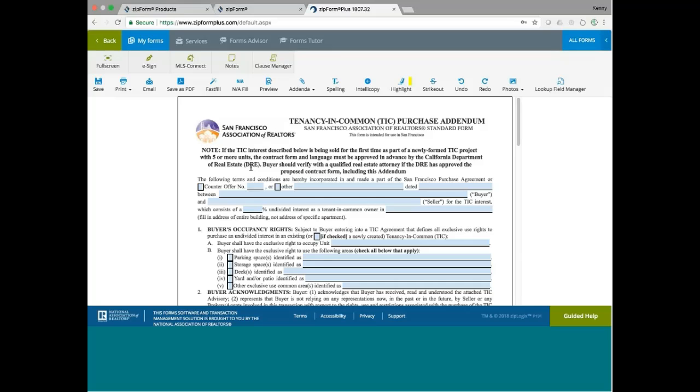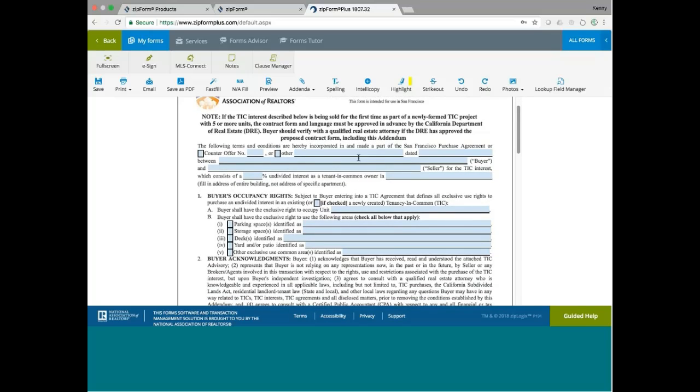Okay. So this is the TIC addendum. So let's see how we're going to fill this out. It says here the following terms and conditions are hereby incorporated in and made a part of the San Francisco Purchase Agreement. So this is made a part of the purchase agreement.